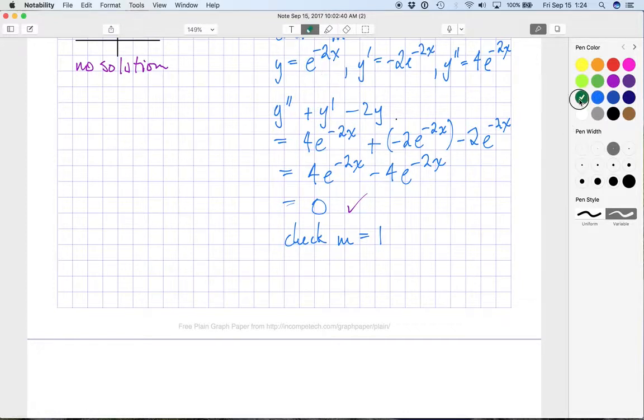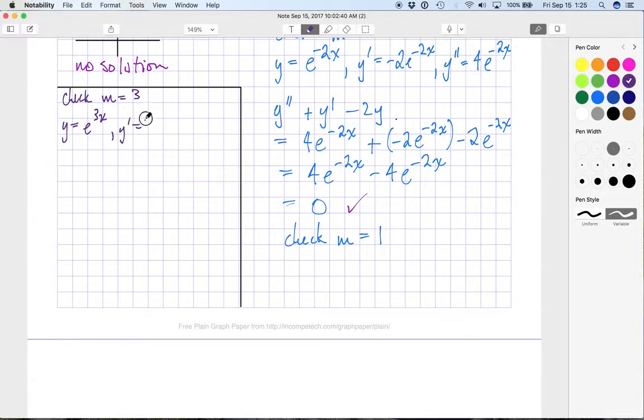Now you might say, well, what if we tried m equals some other number? And I would say to you, sure, let's check it out and just confirm that if we pick another value for m, we're not going to find something that satisfies that equation. So we know this is going to be wrong, or it should be wrong, but we're going to check something simple like m equals 3. So that means y would be e to the 3x, y prime would be 3e to the 3x, and then finally y double prime would be 9e to the 3x.